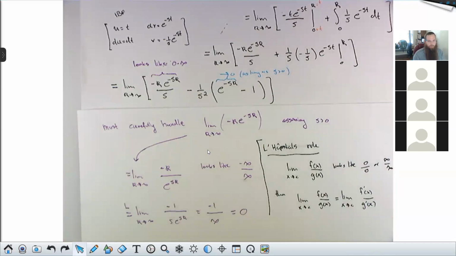So the purple piece here goes to 0. And this piece here, the blue piece, goes to 0. So now we can come back in and say what our result is. Are there any questions on the limit work here?